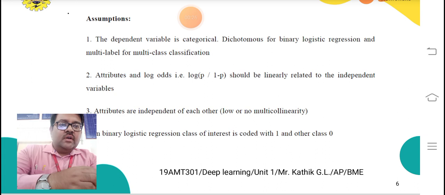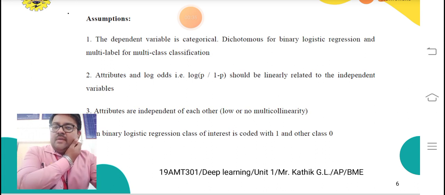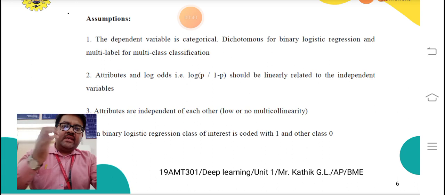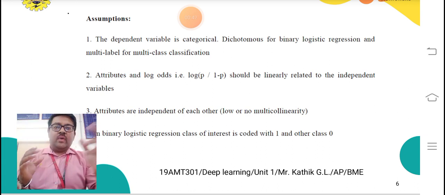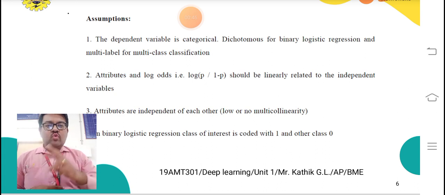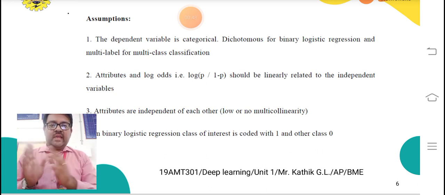Dichotomous for binary logistic regression, meaning two possibilities, and multi-label for multi-class classification, like cancer stage 1, cancer stage 2, cancer stage 3. It is multi-class classification for which you could have multiple labels, but in case of binary you have only two classes, whether it is yes or no.